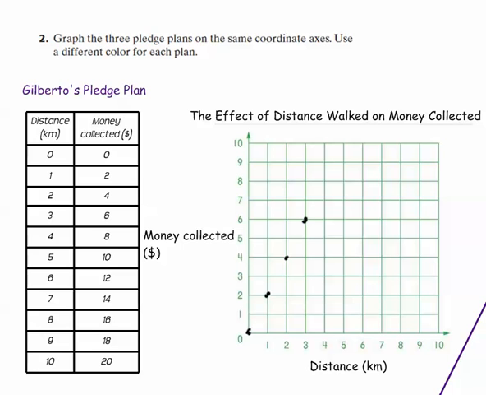Then we're going to take a ruler or a straight edge and connect those dots. And then we can see that linear relationship on our graph. So this is a graph of Gilberto's pledge plan. We can use this graph just like we could use his rate to determine how much a person would donate for any given distance that he walks.